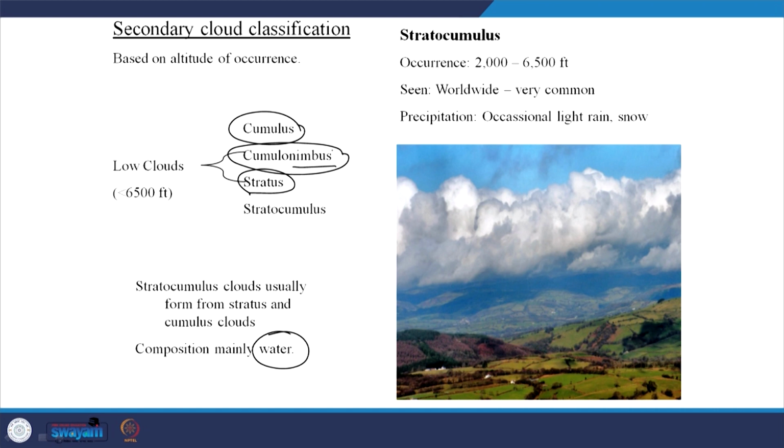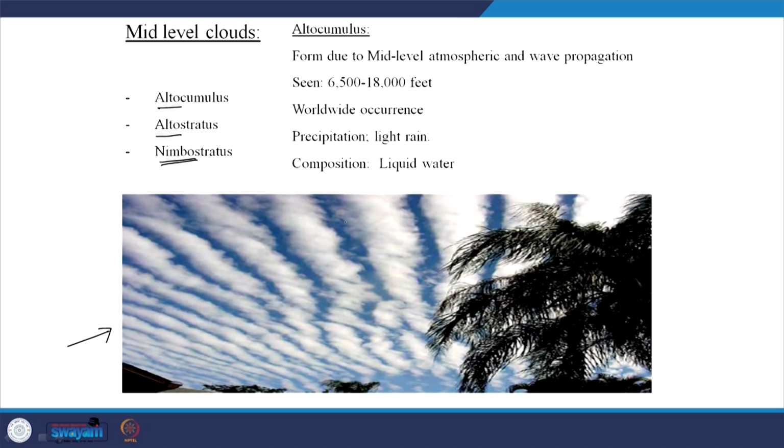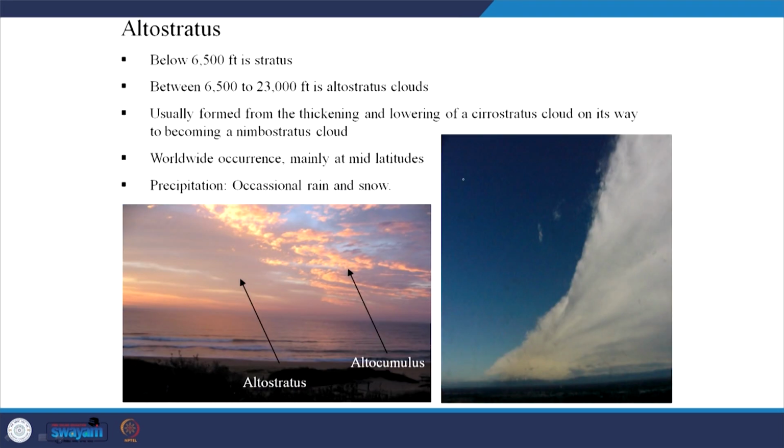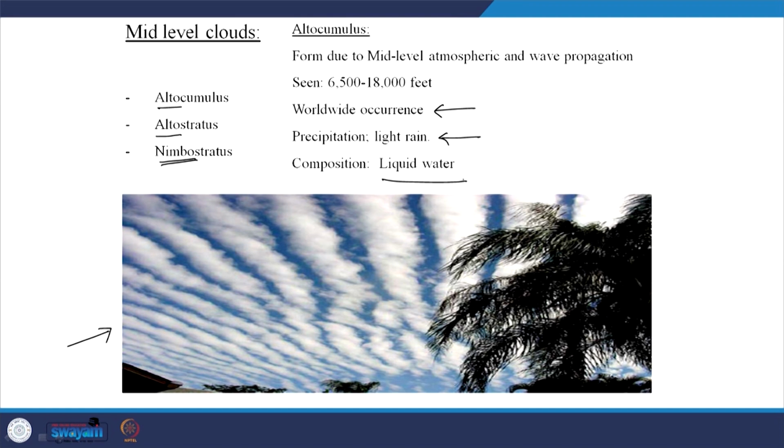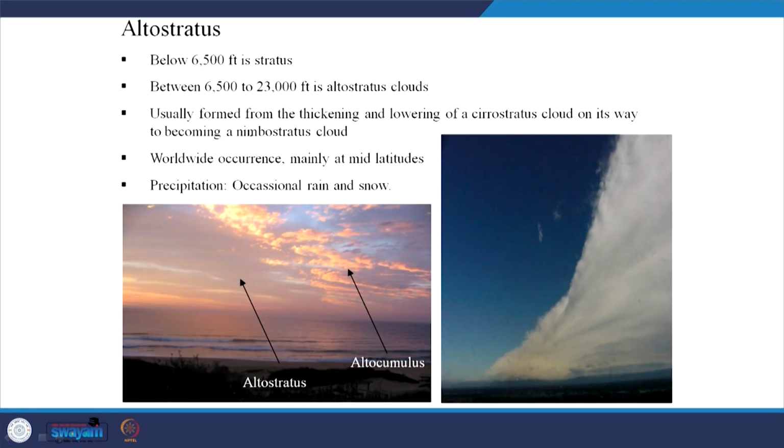The only other type of cloud is the stratocumulus cloud, and when you bring in mid-level altitudes, we say that altocumulus is the one, which can be seen worldwide. You can see it everywhere. Precipitation is light rain, it's not so much, and they are mainly composed of liquid water, right. And the next type of cloud is altostratus. Altostratus clouds generally form from 6,500 to 23,000 feet.